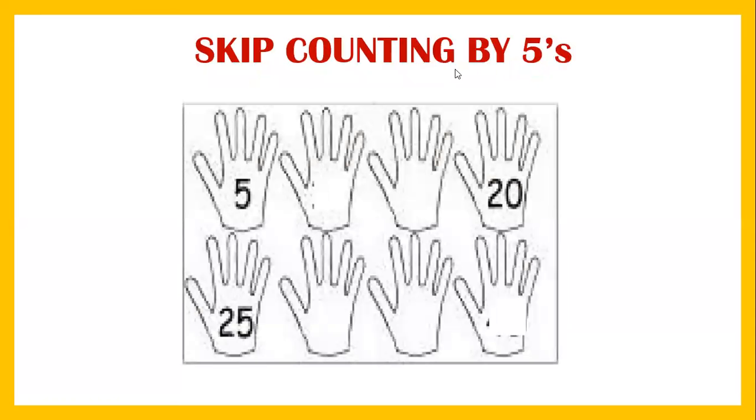Next, skip counting by 5. Let's practice. The missing numbers are here. We have 5, 20, and 25. So what is the missing number? What's the next number to 5? It's 10. Next to 10, 15, 20, 25. Next to 25, 30. Next to 30, 35. Next to 35, it's 40. Okay, nice.